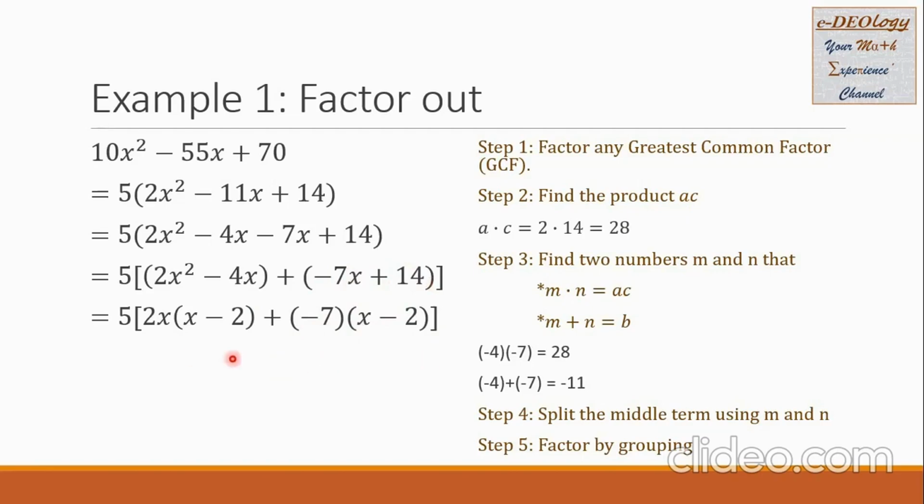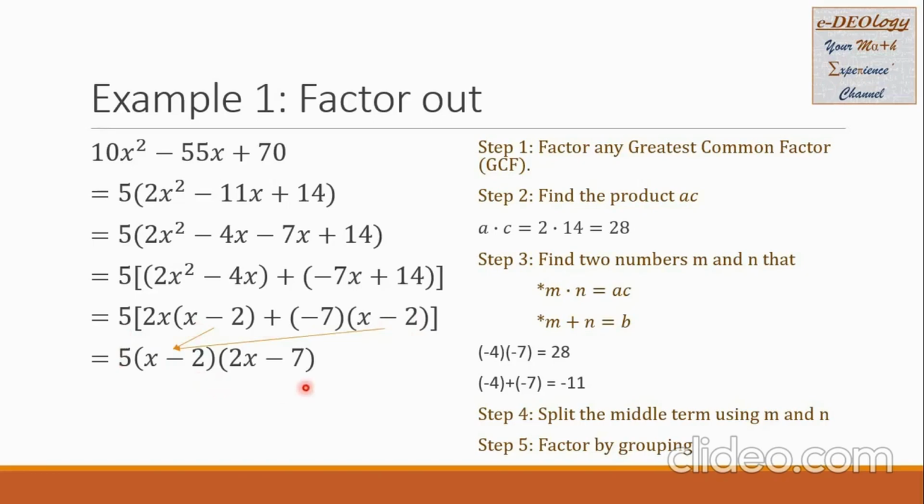And now we have 2 big groups here, and we can see that there is a common factor for these 2 big groups, and that common factor is the binomial x minus 2. So we can factor that x minus 2 out. It will be like this. First, we copy the number 5. Now this common x minus 2 we'll put in here.